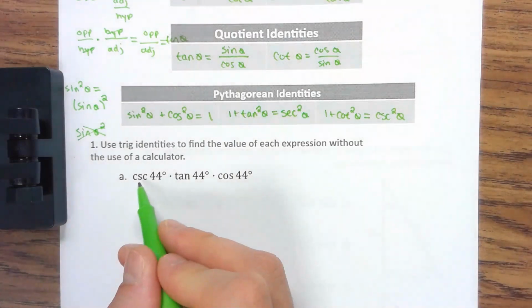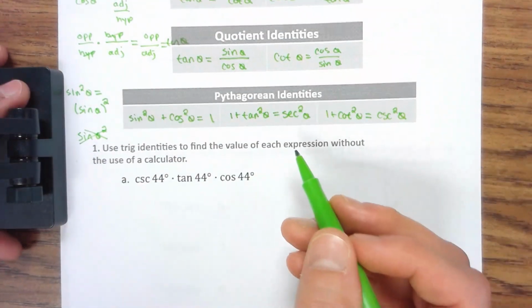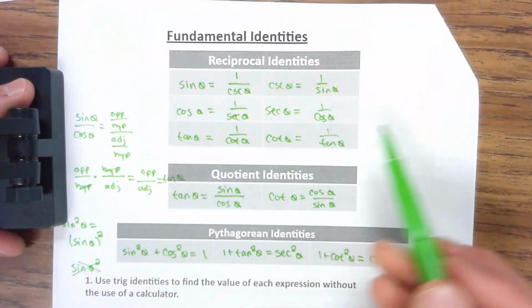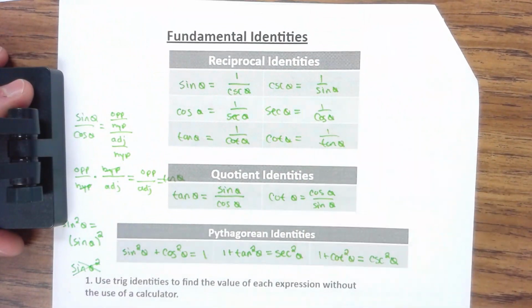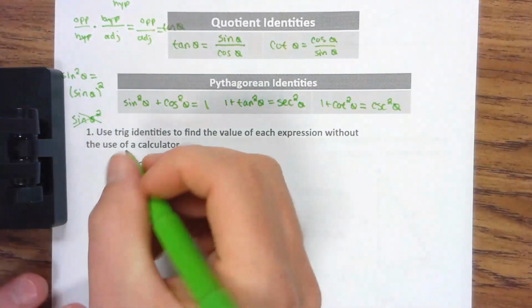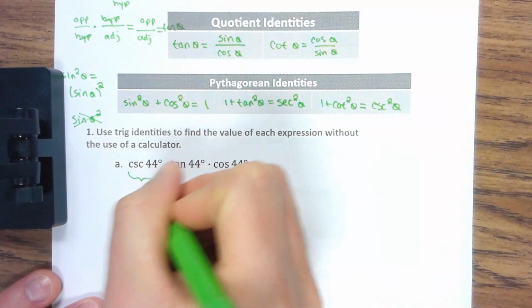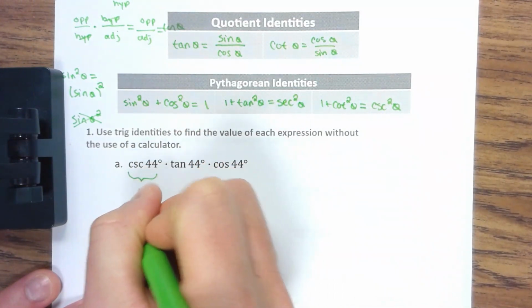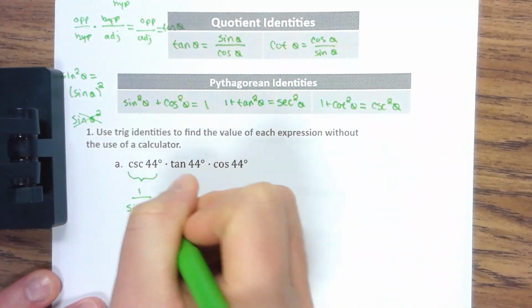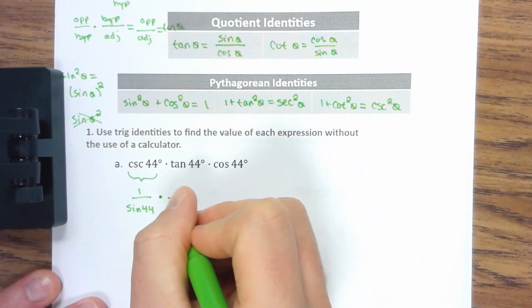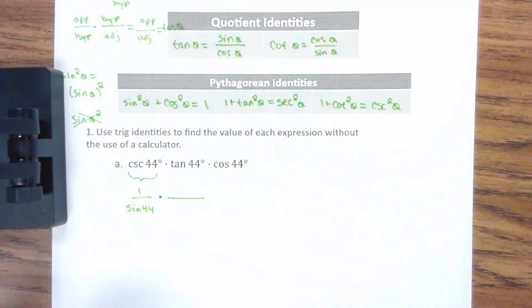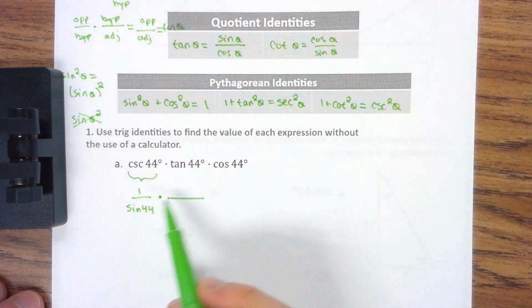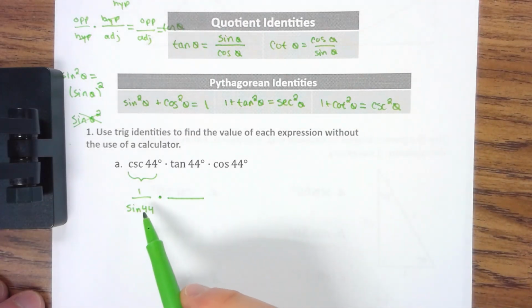I do know that cosecant of an angle, I could use a reciprocal identity to write it in terms of sine. So I'm going to try that first. Let's write cosecant of 44 as 1 over sine of 44 degrees. And I'm like, okay, what about tangent? Well, right now, if I want to simplify this, I'm not seeing how sine of 44 dividing by sine of 44 is going to help me.